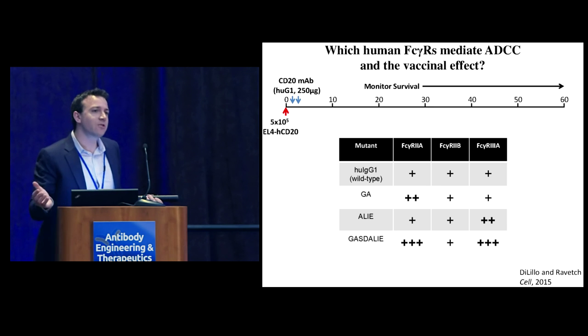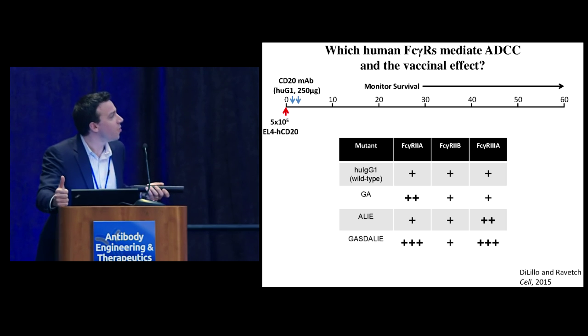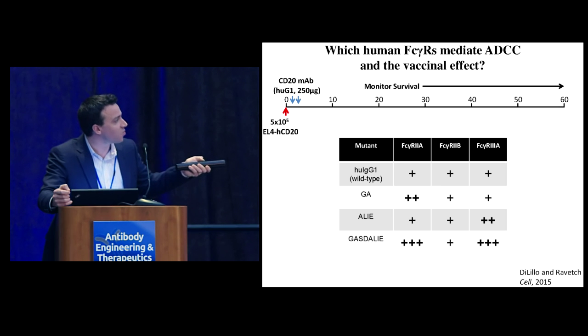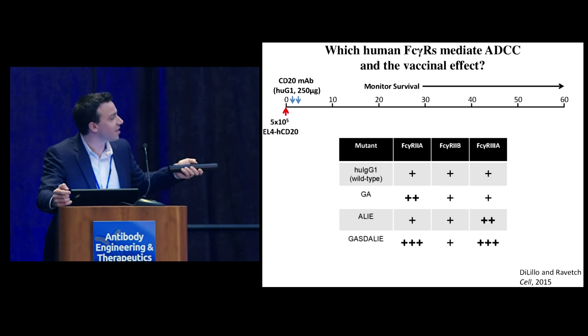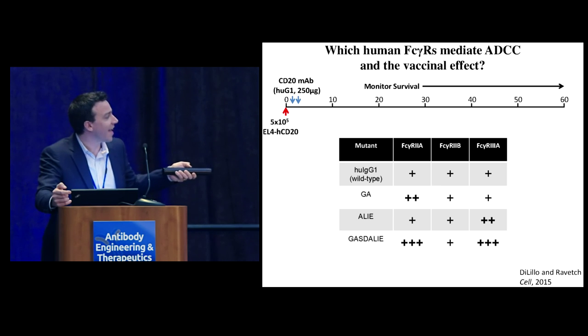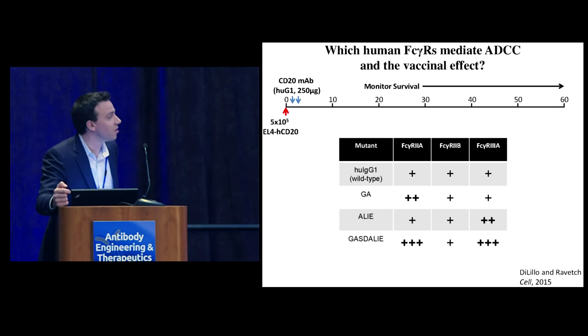And so in order to understand which human FcRs are involved in both the ADCC of tumor cells, as well as the generation of a vaccinal effect, what we did was utilize a panel of Fc mutants that selectively engage different Fc receptors. So in these experiments, we have a human IgG1 that has wild-type interactions with FcγR-2a, 2b, and 3a, but then we also have a GA mutant that selectively increases interactions with FcγR-2a. We have an ALIE mutant that selectively increases interactions with FcγR-3a, and then we generated a ghastly mutant, 4 different point mutations that selectively enhance interactions with FcγR-2a and FcγR-3a, but leave FcγR-2b interactions largely normal.